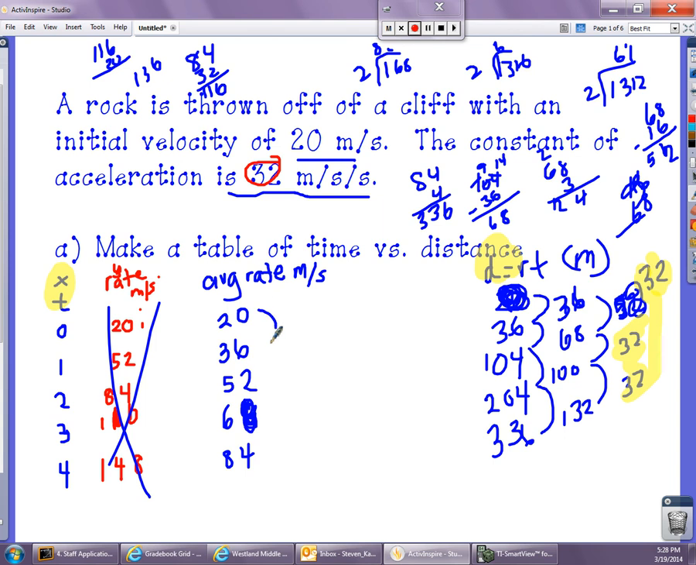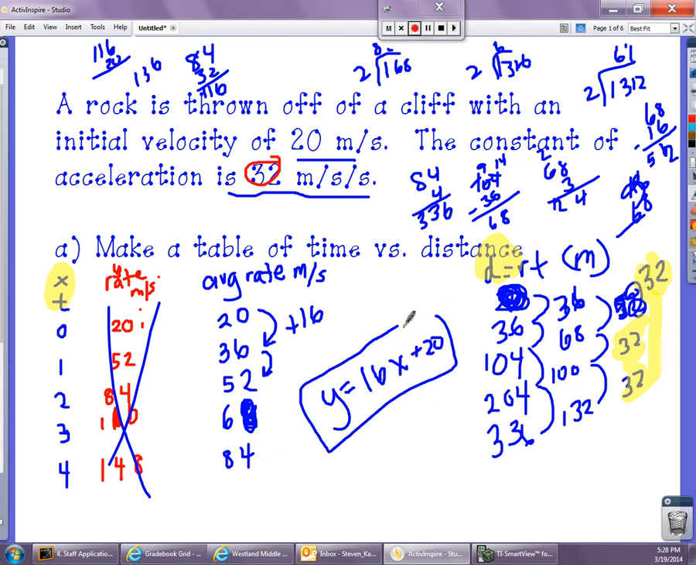So to find the equation between the two of them, I first have to find the slope. So it's going plus 16 every time. So that's the slope. So we write linear equations in slope-intercept form. So 16x, and then what's the y-intercept? Well, when x is 0, y is 20. So the relationship between time and speed is 16x plus 20.